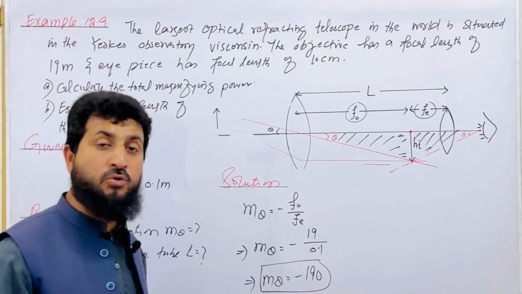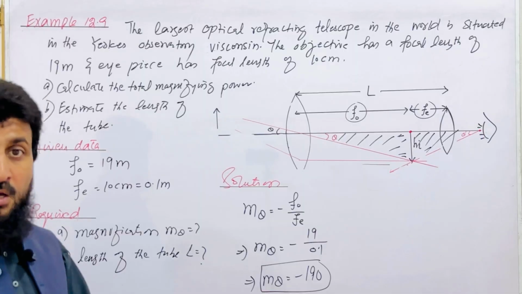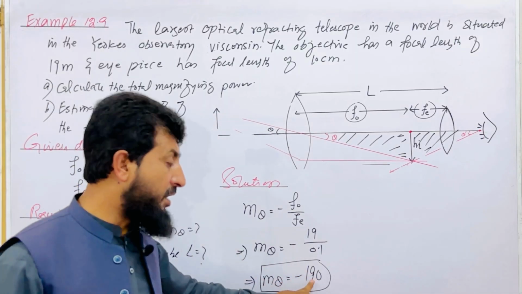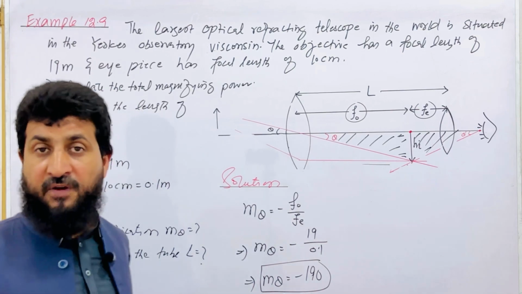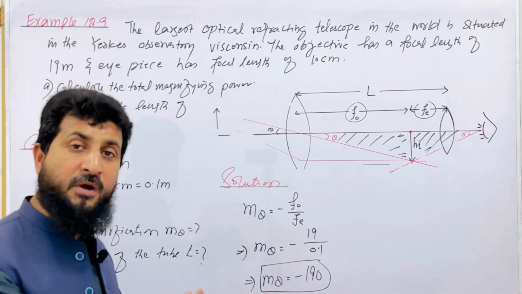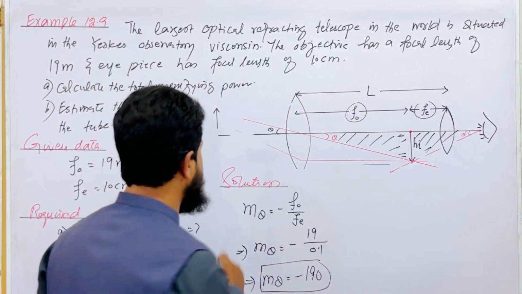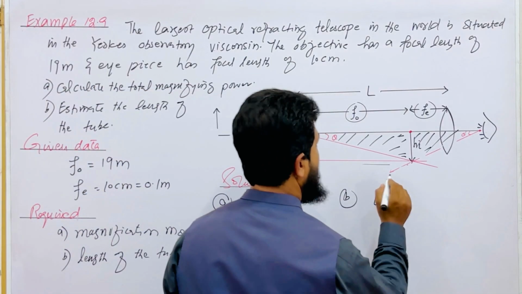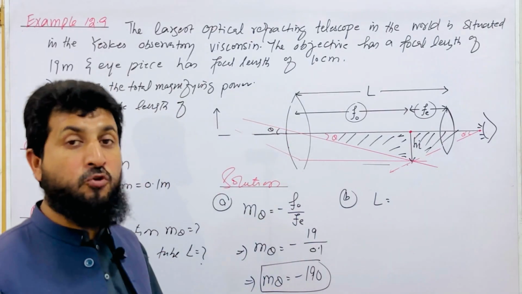The minus sign shows that the final image is inverted as compared to the object, and 190 times the image is magnified than the object. 190 times the image is magnified as compared to the object. अब दूसरे स्टेप में ये तो A है. B स्टेप में हमें लेंथ ऑफ द ट्यूब फाइंड आउट करना है.